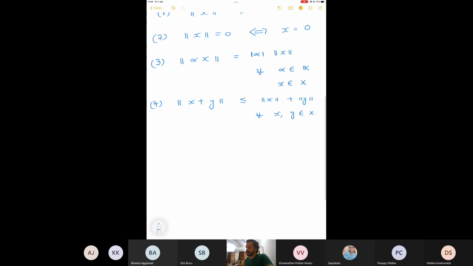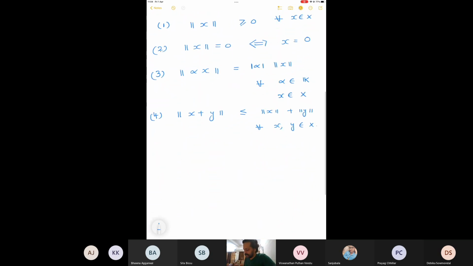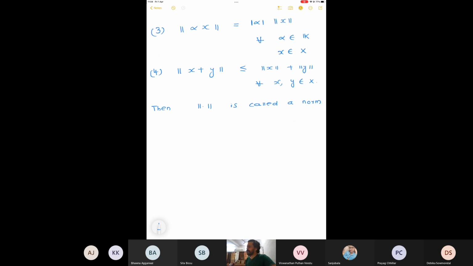Such a function is called a norm. Then the function denoted by this symbol is called a norm. And once you have a norm on the vector space that you have started with, the pair is called a normed linear space.